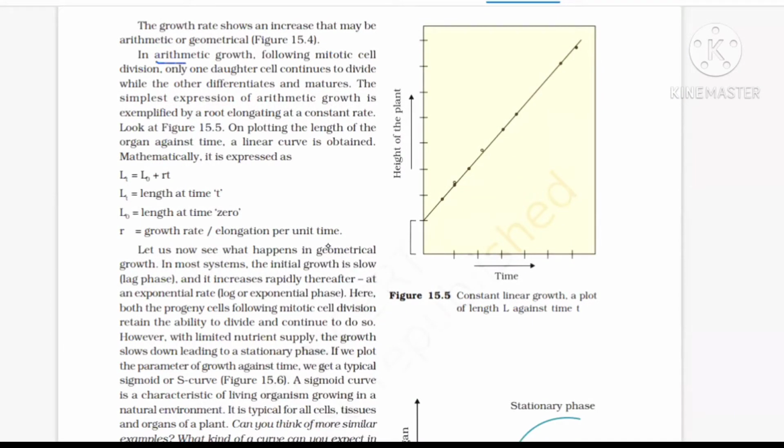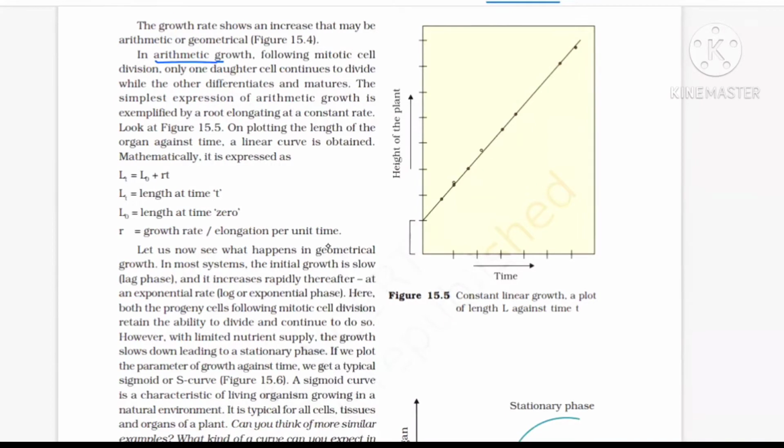Now in arithmetic growth, after cell division, only one daughter cell continues to divide while the other differentiates. Is it clear? And the best example is root elongation at a constant rate. This is again a question area. If the question is given that root elongates, meaning root growth is there, then which type of growth is it, arithmetic or geometric? Then your answer will be arithmetic, because root elongation is at a constant rate.